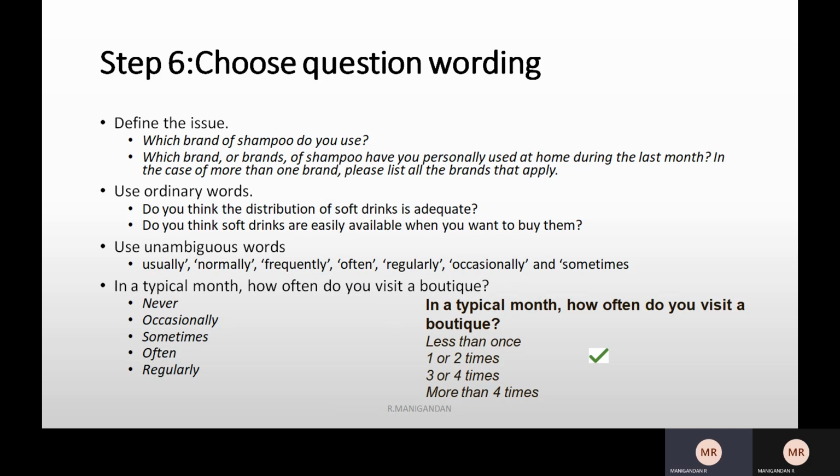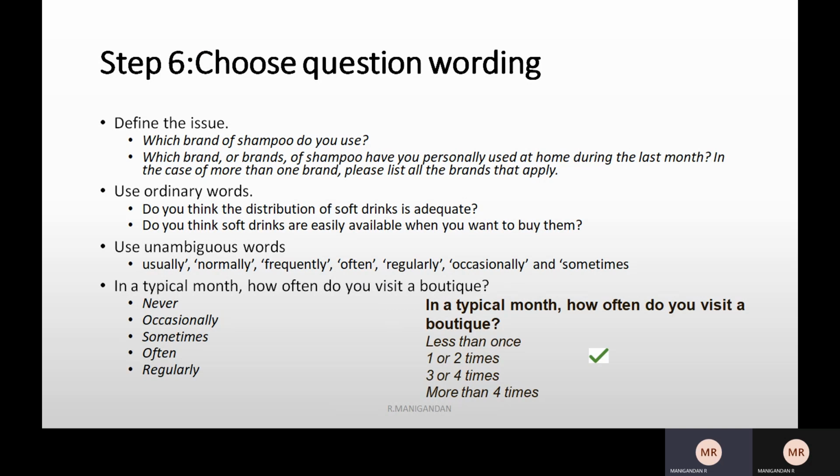Use ordinary words. Ordinary words means your own words. And avoid ambiguous words. Ambiguous words means usually, normally, frequently, often, regularly, occasionally, and sometimes. And in a typical month, how often do you visit boutique hotels? Like never, occasionally, sometimes, often, regularly. This is the main example of boutique hotels or restaurants. You can say 2 or 3 times, or more times, or often.